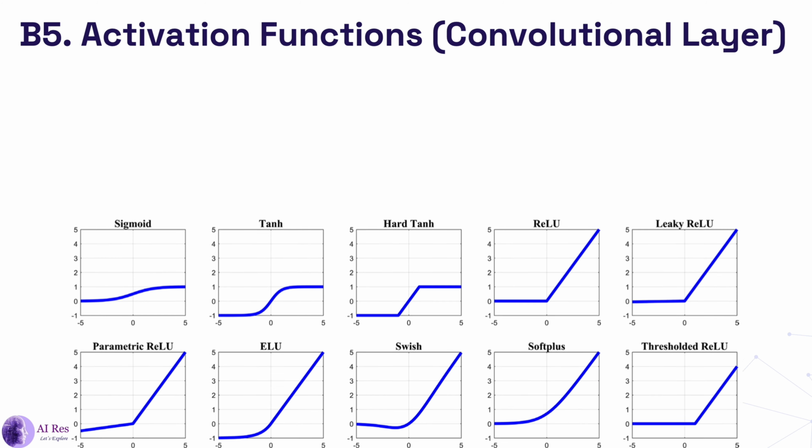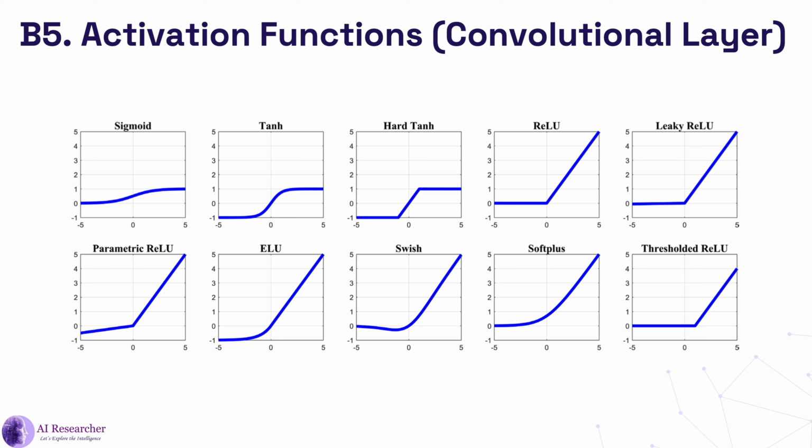Next, I just wanted to show you the list of activation functions you can use as per the problem that you are going to handle. So you can see the sigmoid, tanh, hard tanh, ReLU, leaky ReLU, parametric ReLU, ELU, swish, then softplus, then thresholded ReLU. These are the activation functions, but the commonly used activation function in the convolutional layer is ReLU.